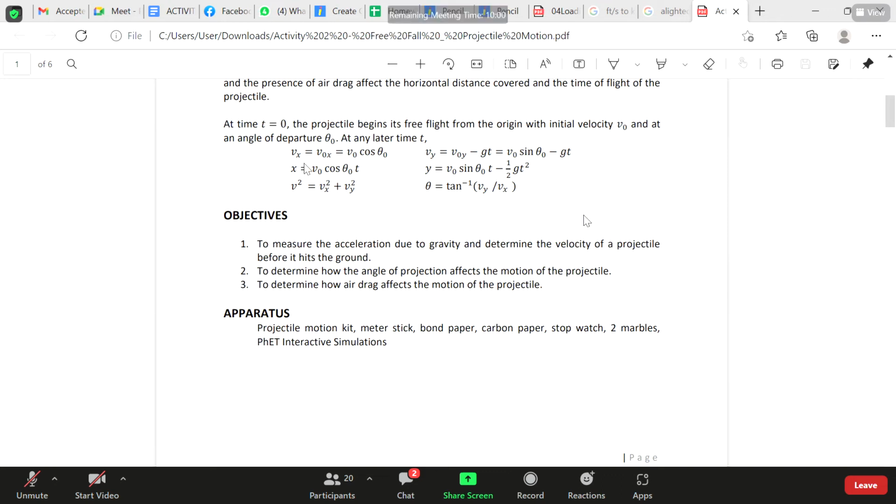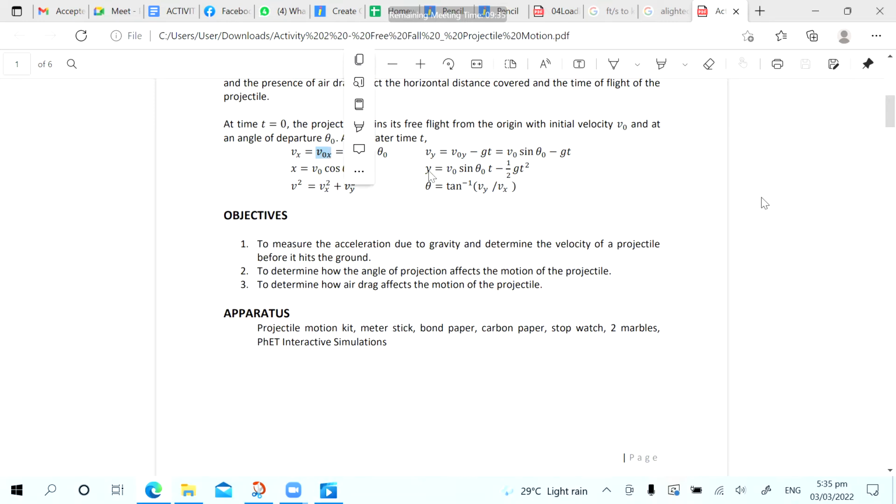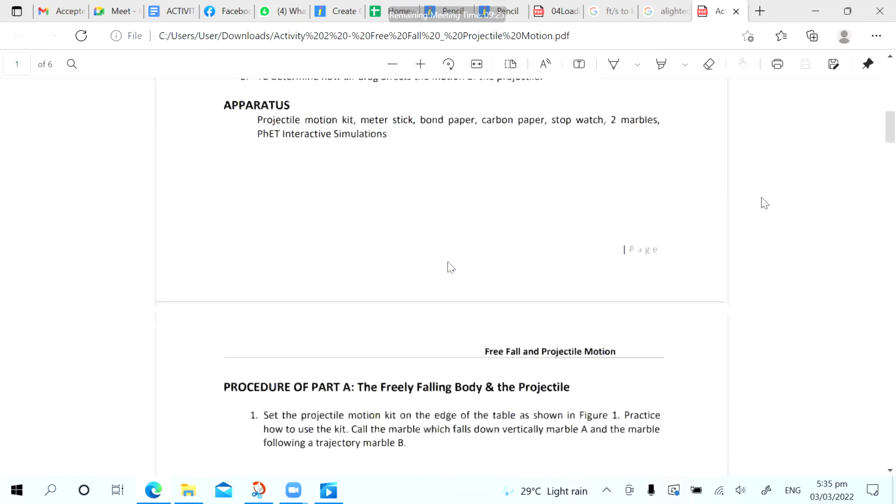Ang acceleration is naa along y ra. So therefore, wala nag-change ang velocity along x. Constant lang ang velocity along x. So at any time t, its v sub x is equal to the x component of its velocity, the initial velocity. And along y, since naa man tayo acceleration, nag-change na siya with respect to time, since we have an acceleration along the vertical.